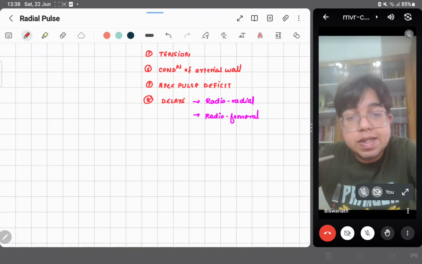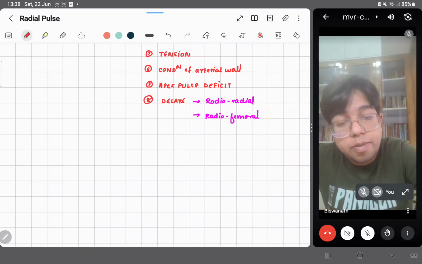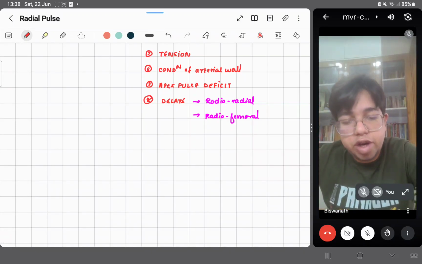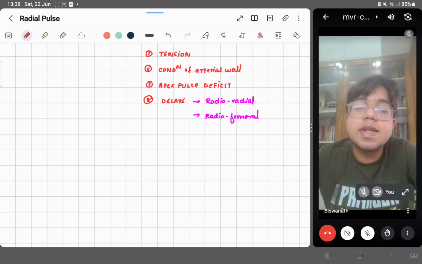Femoral pulse is to be felt in normal. Basically, if you are in first year and you are doing the practicals and the examiner asks you to give a radial pulse.